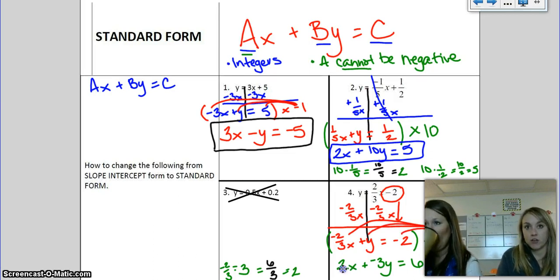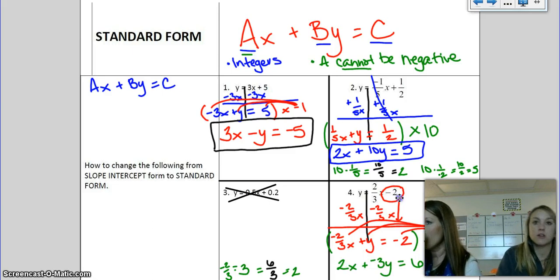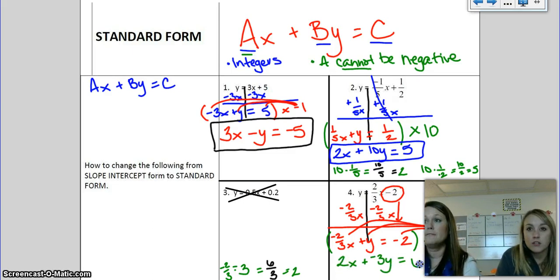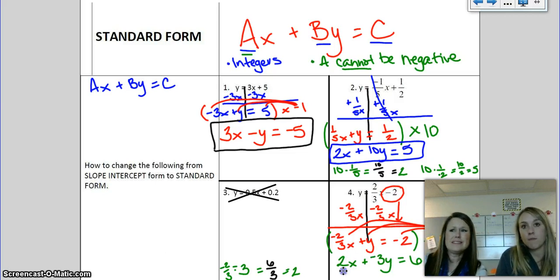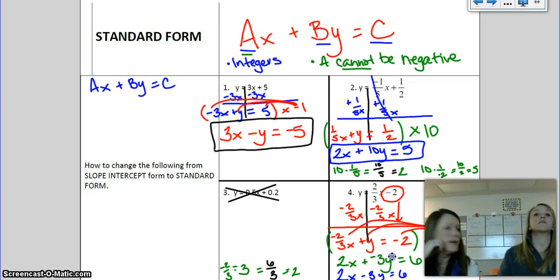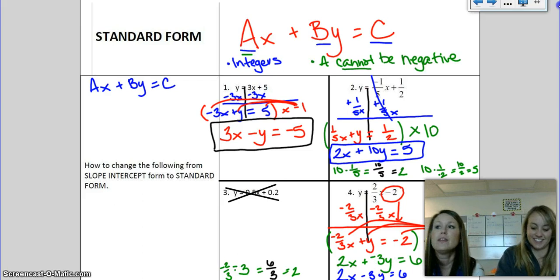Okay. So again, right here, you can have this solution, or we're running out of room, so if I squint, maybe that'll help. Well, 2x minus 3y equals 6. Either one is fine. Okay, so there you go.